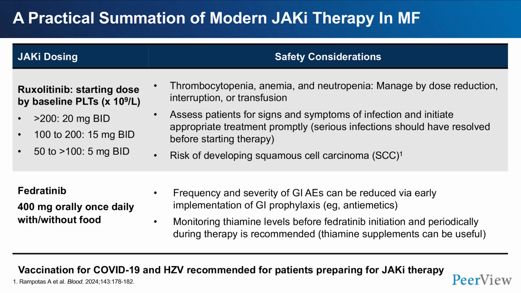What about safety? Anemia, thrombocytopenia, and neutropenia. We can manage these three problems by reducing the dose, stopping the dose, providing some transfusions, or adding on some other agent we have now or will have in the future. We have to assess patients for signs and symptoms of infection. This is quite important, mostly due to the JAK1 inhibition.